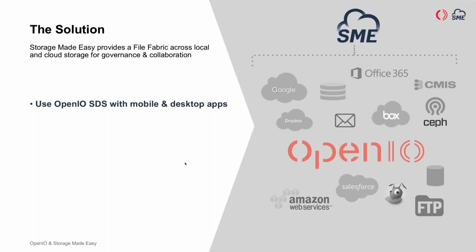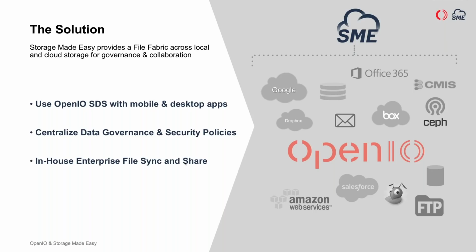We've got the ability to access data stored in OpenIO through mobile and desktop apps. We have a single pane of glass for IT for data governance and security policies. We've got the ability now for a corporate Dropbox with an on-premise file sync and share. And with multi-vendor support, we can do cross-provider backups and migration much more easily. Let's touch on some specific governance and collaboration features before we do the demo.